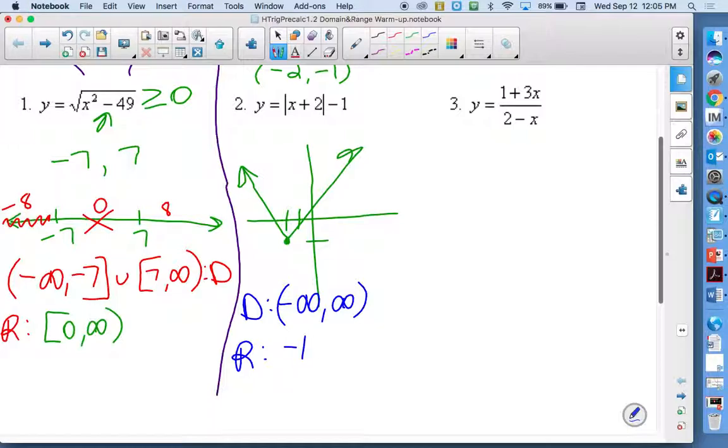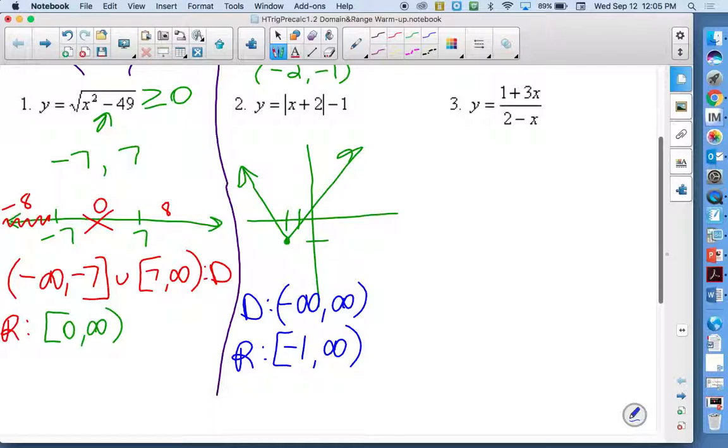-1. That's as far down as it goes. It doesn't go any further, because the vertex is the lowest point of the graph, and then it goes above it since it opens up. So -1 to infinity. -1 is a point because it's your vertex. So -1 to infinity. Questions?